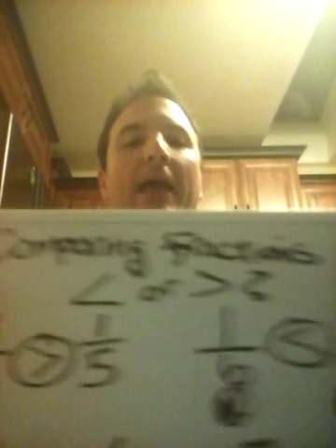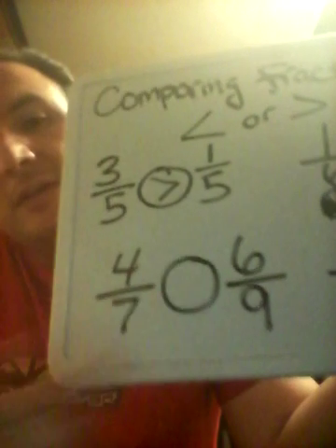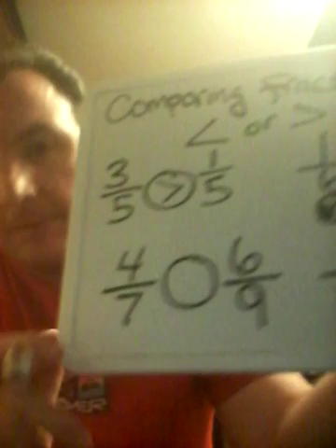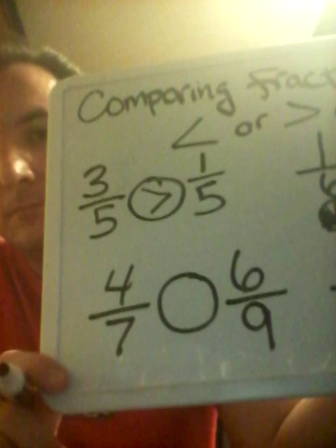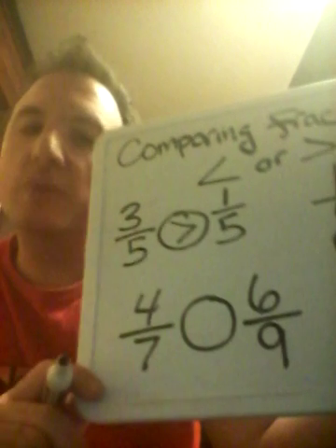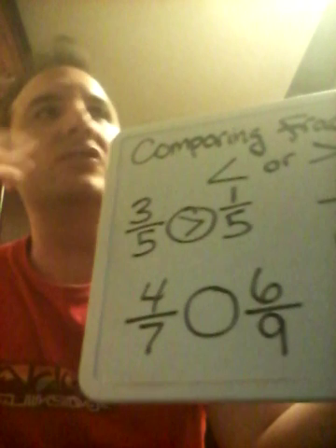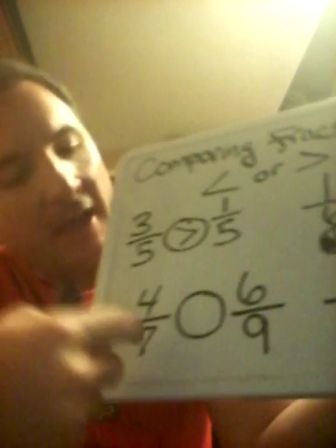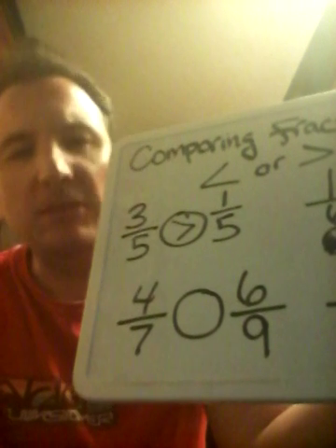Okay? Now, let's take a look at this one. You got 4/7 and you got 6/9. Now, in this case, neither numerator nor denominators are the same. There's nothing equal about this fraction at all. So which one's bigger? Well, in normal cases, you would cross multiply. But like I said, especially with 7s and 9s, those can be a little difficult.